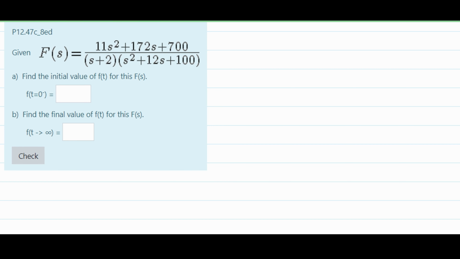So first, we're going to start with the initial value theorem. This is going to be part A. We're going to have the limit as t approaches 0 from the right side of f(t). Now, this is equal to the limit as s approaches infinity of s times our F(s). We know our F(s) is this, so we're just going to substitute this in.